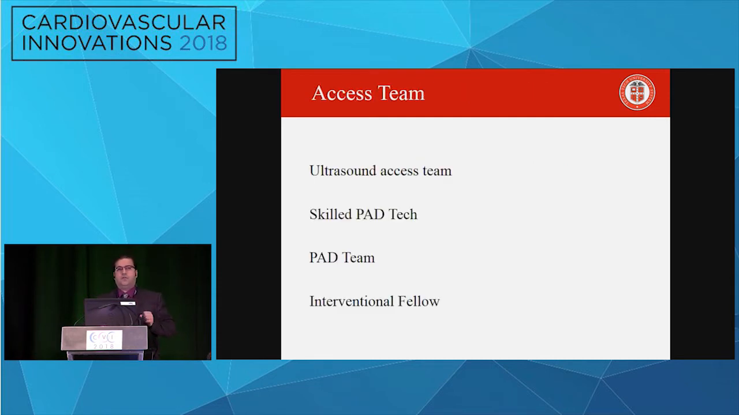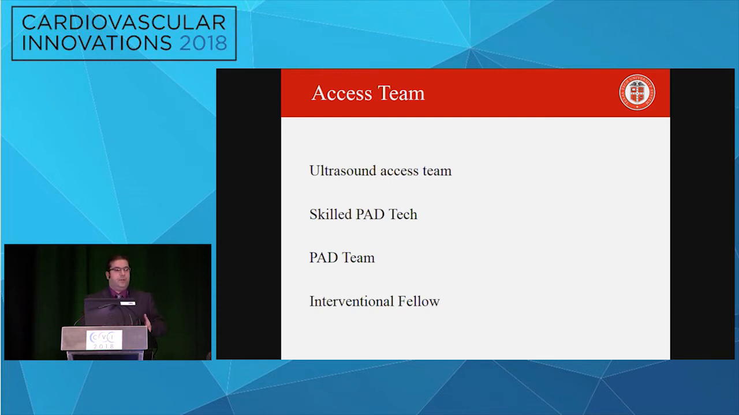So what we did, because there was a lack of education in my area, it's a huge tertiary care medical center, I came up with something called the ultrasound access team. I got my ultrasound techs, I trained them to come into the room to be with us and to help the physicians in tibial access, even radial access, brachial access, axillary access, as well as common femoral and SFA access. So we, for the first time, came up with something called the PAD team.